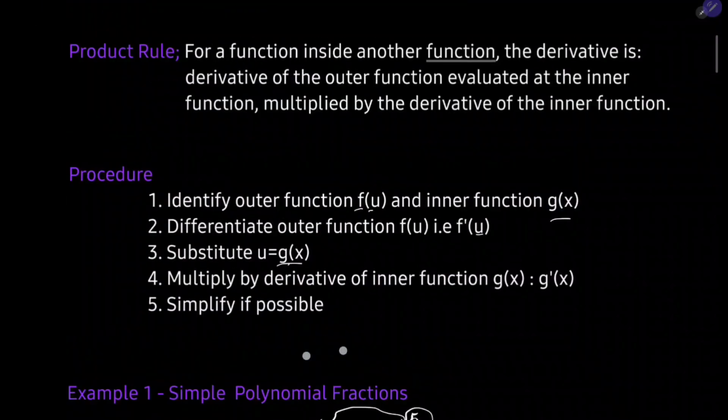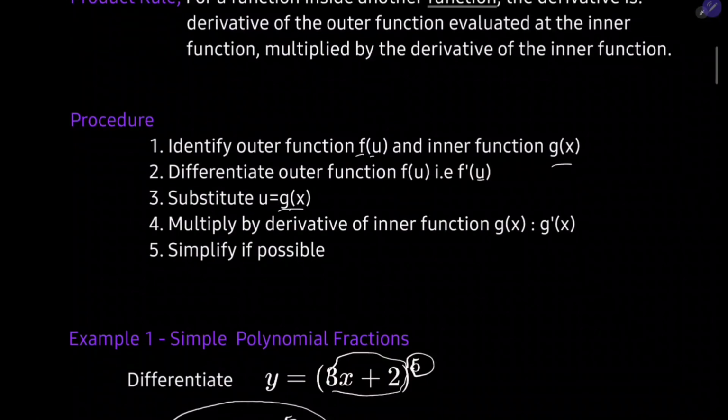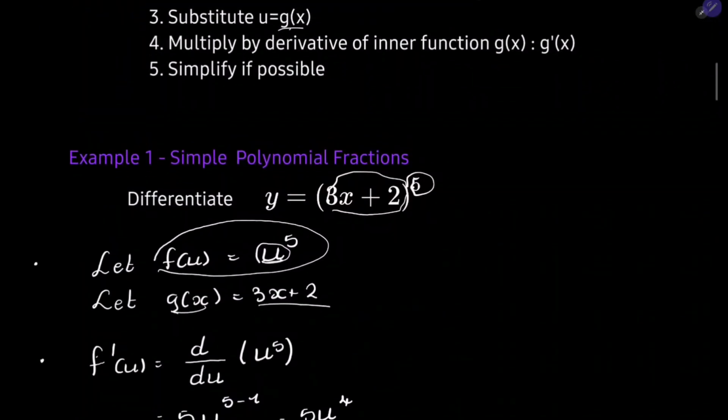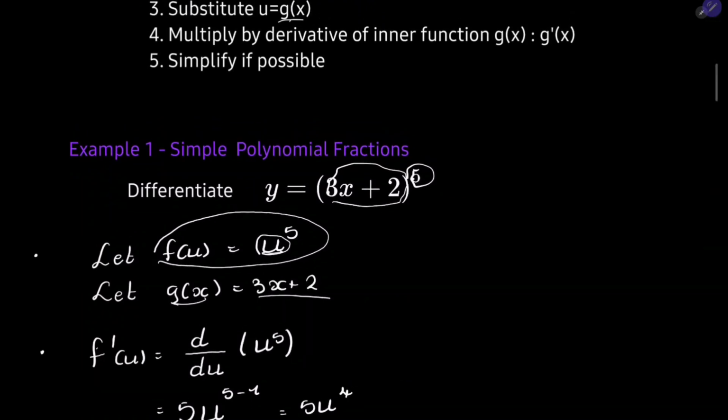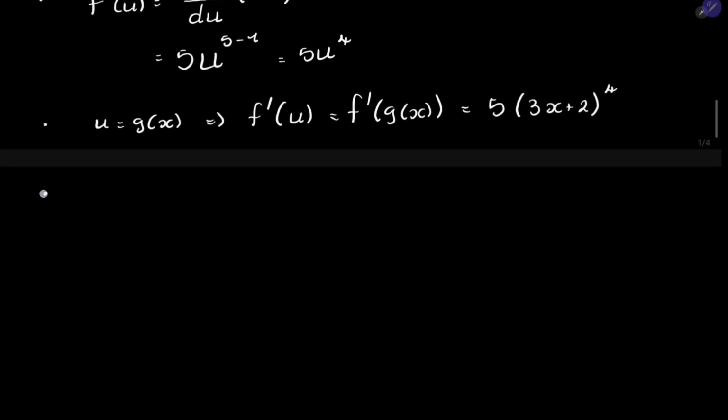If you notice, look at the initial formula. We have already calculated this term f prime of g of x. So moving on to our 4th step, which tells us to multiply by the derivative of the inner function, that is g prime of x. In order to do this, we first need to calculate the derivative of the inner function. So that's what we are going to do.